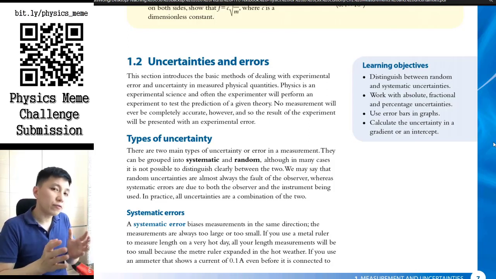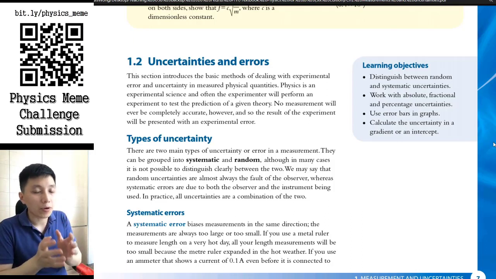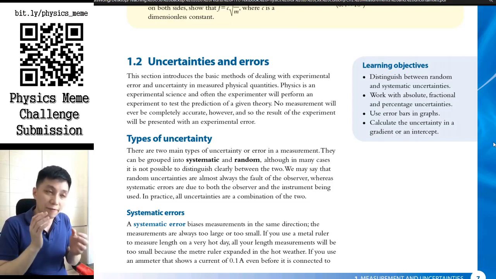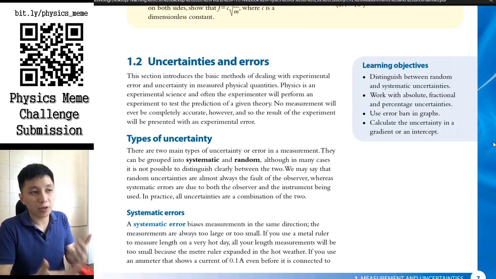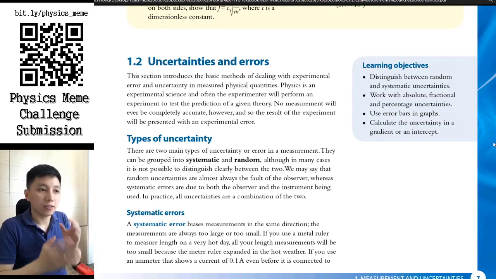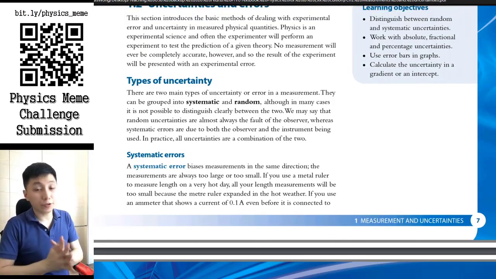Hi, in the previous video we talked about systematic error and random error from a more mathematical perspective. In this video we'll talk about these things again, however we'll use a physics perspective that is more about how we can observe and identify these kinds of errors in our experiment. In physics we always start with definition.